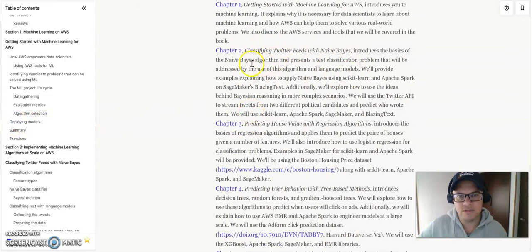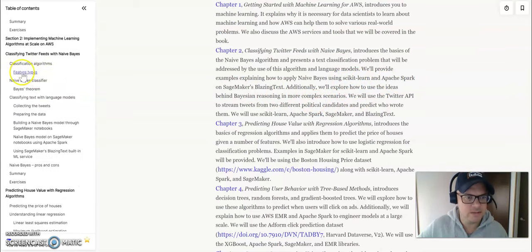The second chapter talks about classifying Twitter feeds with naive Bayes, so it gives you an introduction to the basics of naive Bayes algorithms and presents a text classification problem that will be addressed by the use of algorithms and language models. It has some examples of naive Bayes using scikit-learn and Apache Spark on SageMaker based on text.